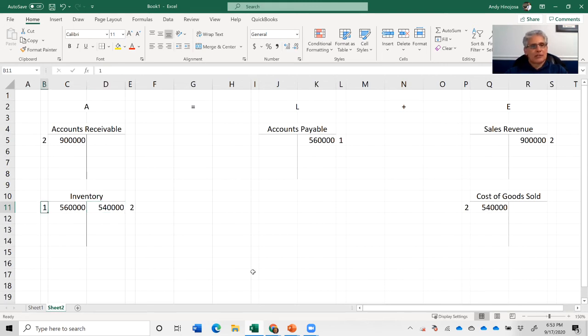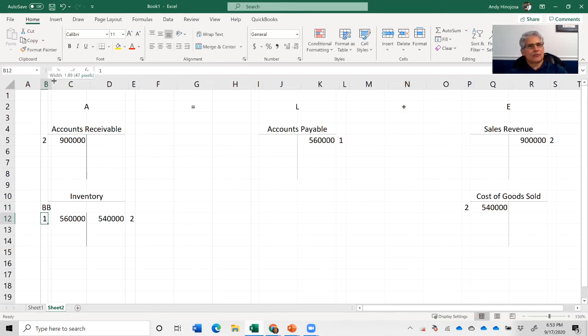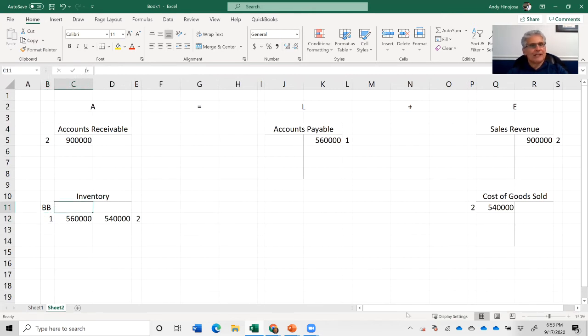Now in this example here, it appears we had a beginning balance, so let me make sure. Let's move that down. And it appears we had a beginning, even before we purchased that $560,000, we had as a beginning $100,000. So the way it works is $100,000 was in inventory to begin with. We purchased 560, we then sold 540, and our ending balance is now 120. The 540 was taken out of inventory and pushed to the cost of goods sold.